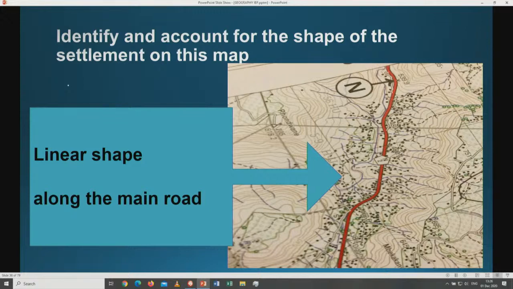Why is it like that? Why is it linear? Because when the question says identify something, you just need to give that this is a linear shape. But when you account for that, it is linear along the road.